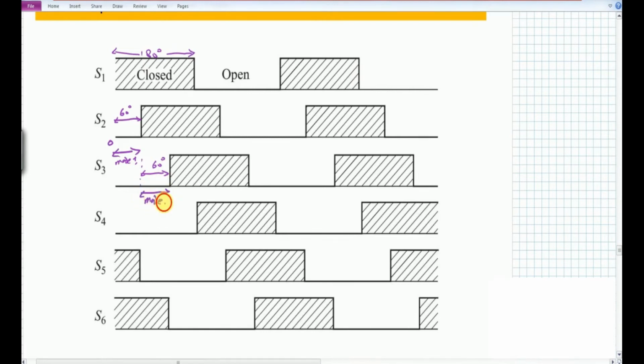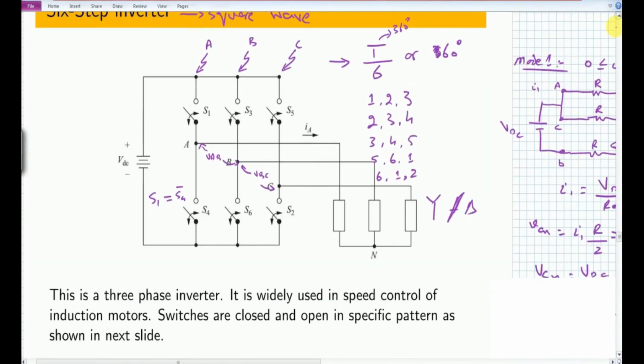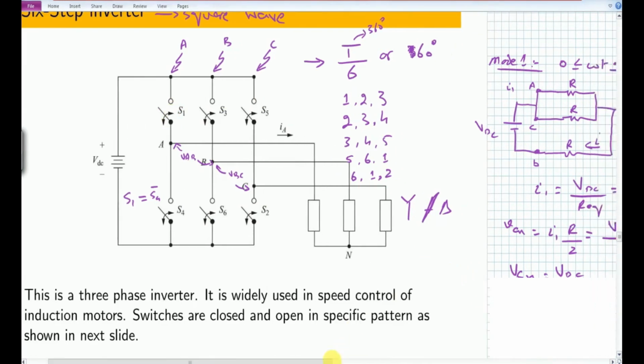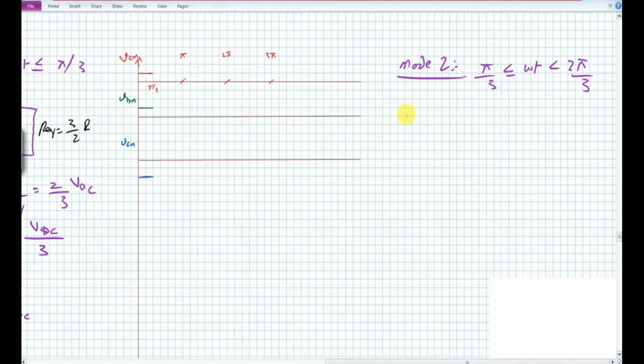During this mod 2, we still have S1 on. However, S5 is now turned off. So S1 is on, S2 is on, and S6 is on. 1, 2 and 6 are the three switches contributing during this particular time instant, which means that now we have two bottom switches on, and only one top switch, or the high side switch, turned on. So the equivalent circuit that will suffice for this mod 2 is something like this.